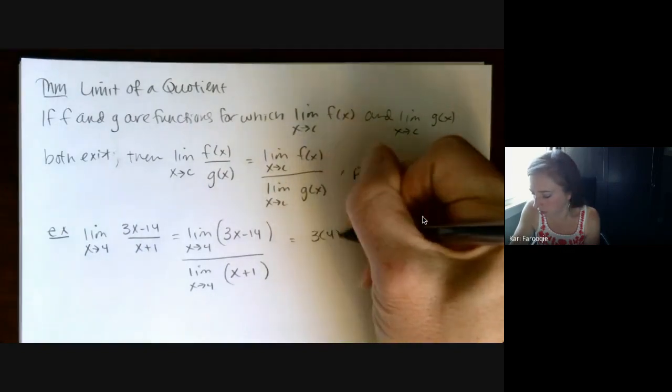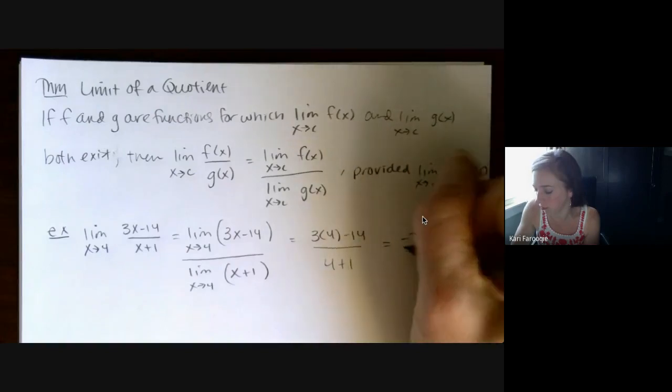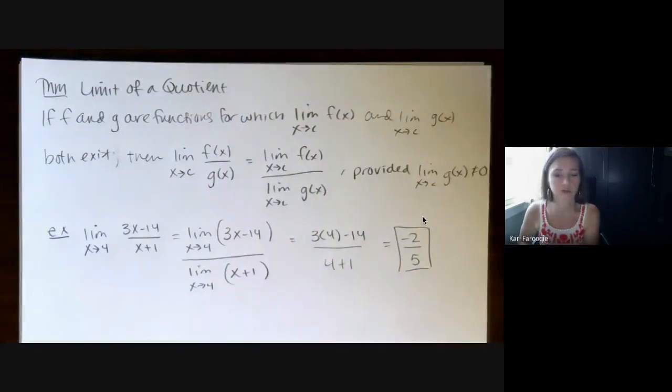So 3 times 4 minus 14 divided by 4 plus 1. You get negative 2/5.